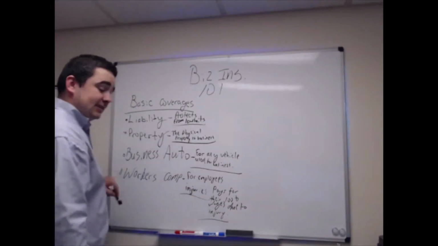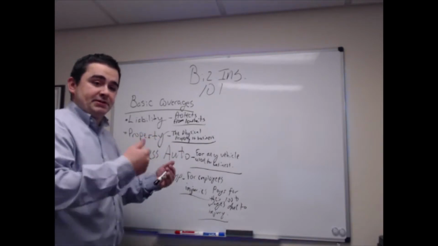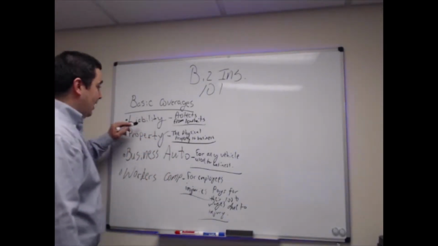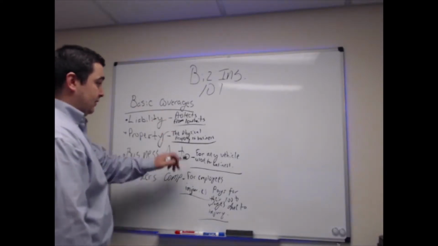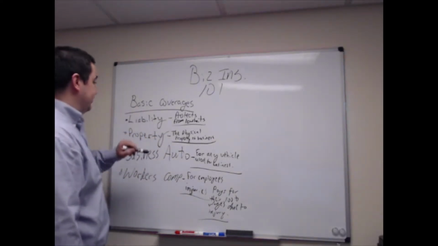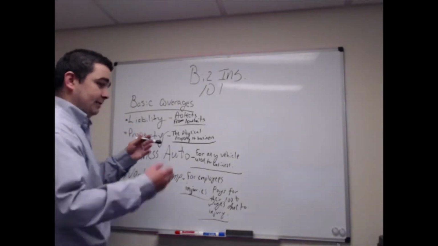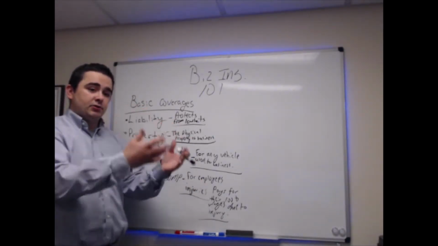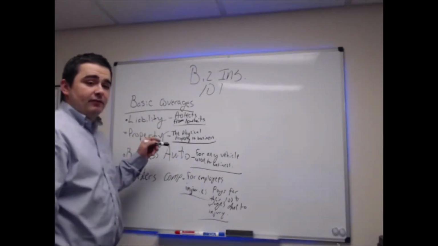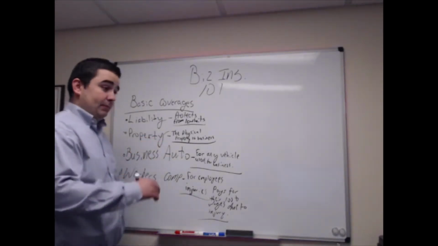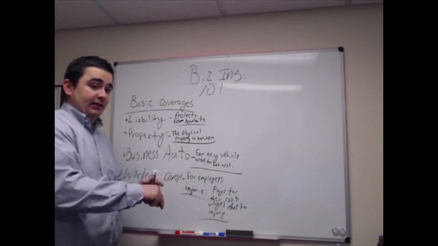But these are the base coverages of a business insurance policy and what a BOP, a business owner's policy, will look like. You have your liability, your property, your business auto, and your workers' comp. And this is what they cover. Liability protects from lawsuits. Property protects the physical property of the business, something tangible you can hold, a computer, a tool, whatever it may be. Business auto is for your vehicles, and for the people that are driving them, and to protect you from lawsuits in case of a vehicle accident.